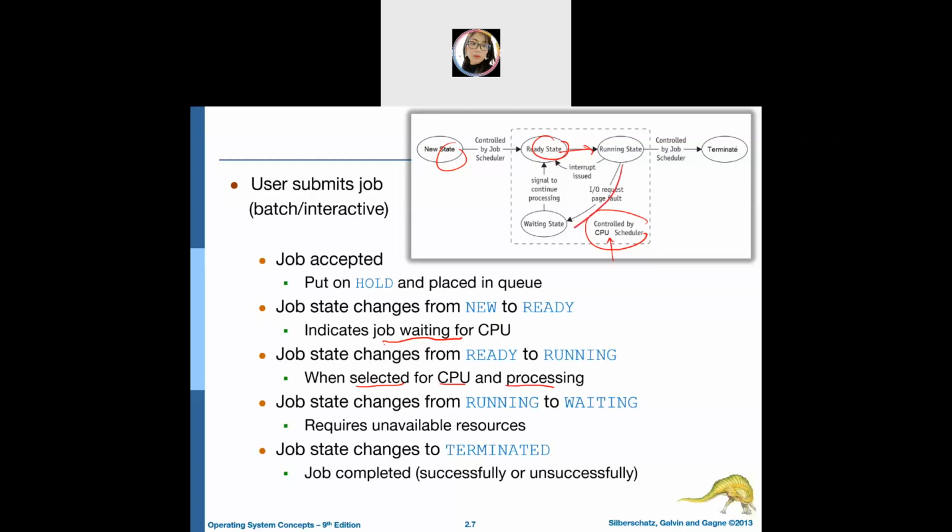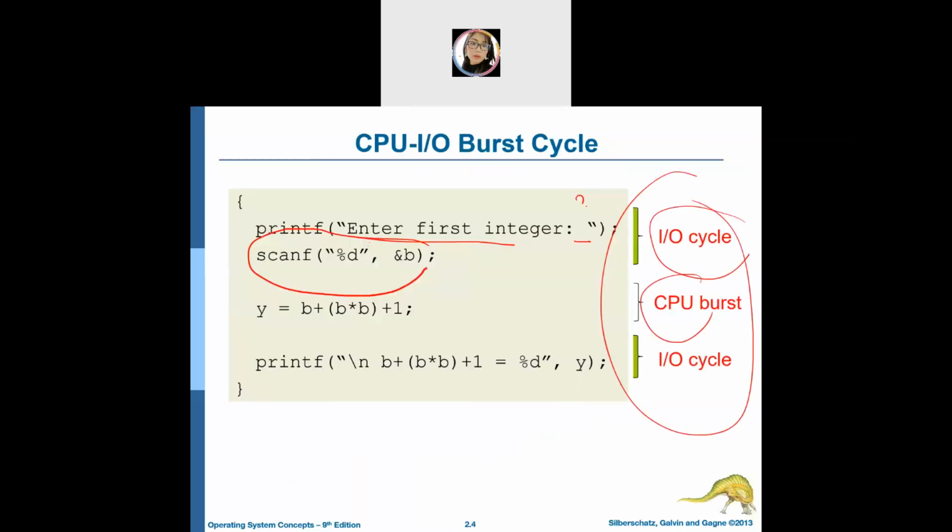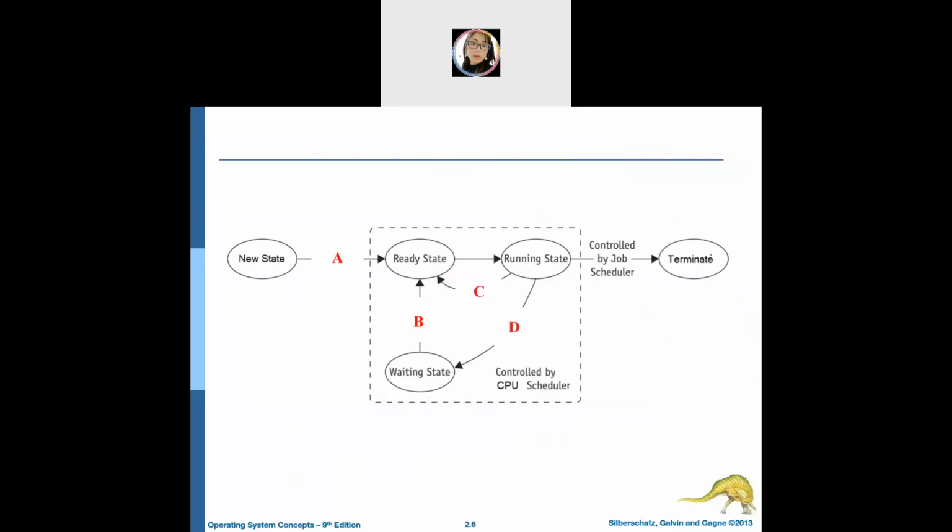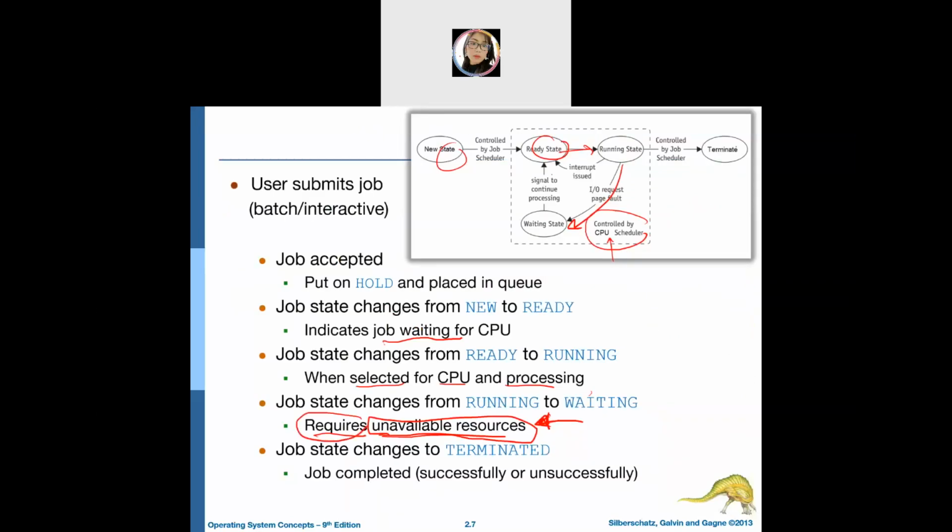Then for running to waiting, of course, it requires unavailable resources. What I mean by this is that it will be waiting for things that are unavailable. I mean like this, right? You don't have the value of D here, you don't have the integer value. Because you did not have this, the unavailable thing for you to print out, maybe, you need to wait. So you need to request the input output to give the value to you.